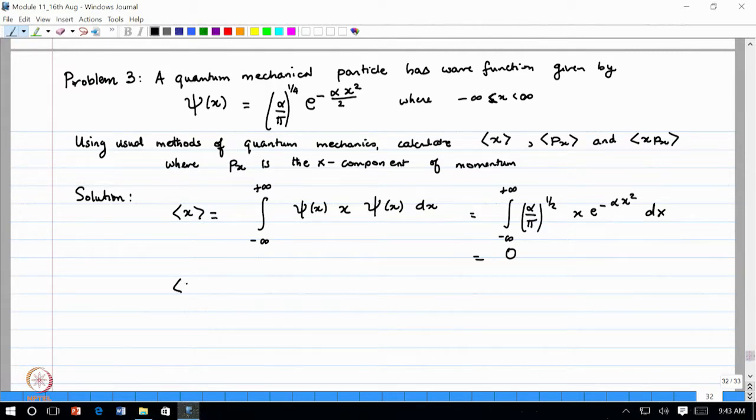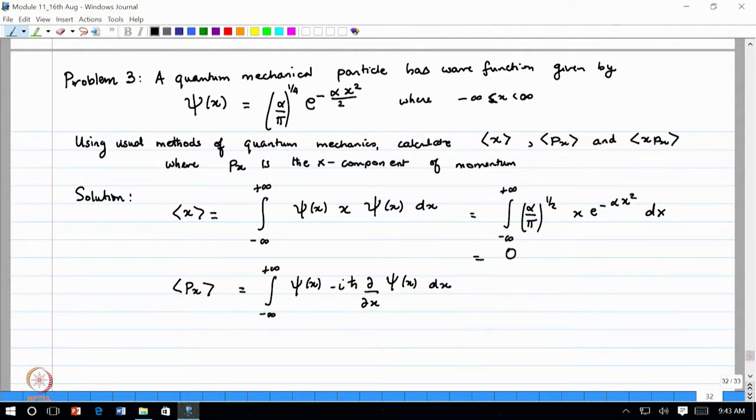Now the average value of px is the integral from minus infinity to plus infinity of psi of x into (−iħ ∂/∂x) of psi of x dx.